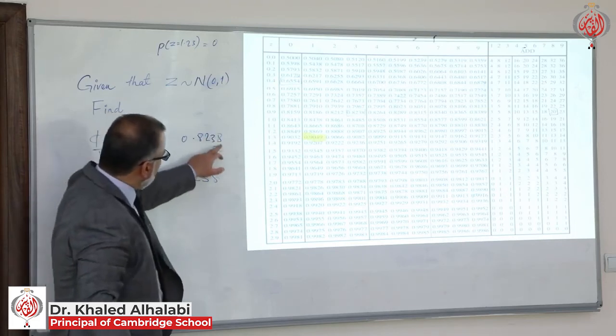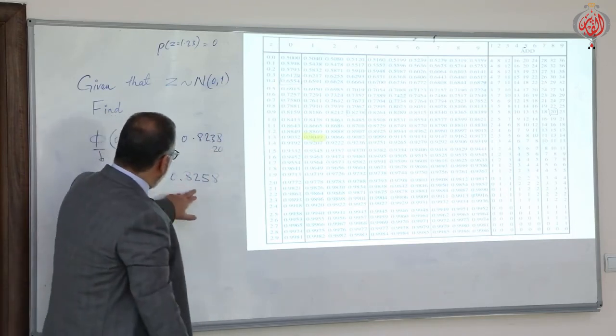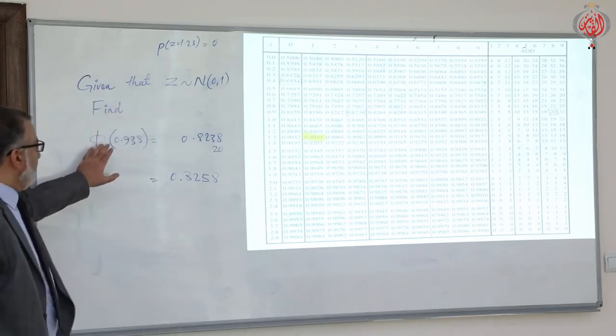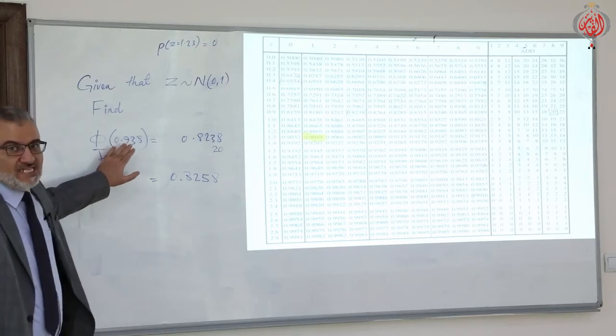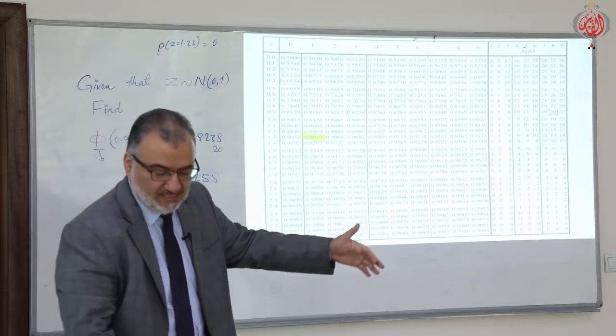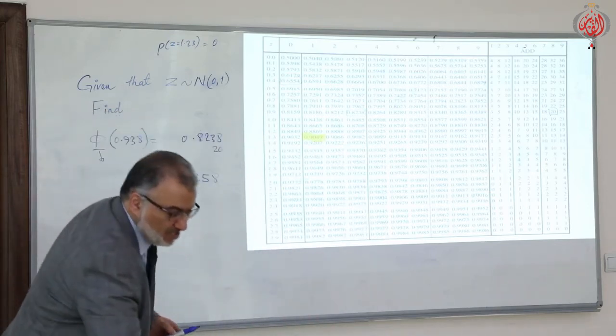0.8258. Add them. 8 plus 0 is 8. 3 plus 2, you know how to add, right? So this is the answer. This is the answer, in the case we have a value which has 3 decimal places. And that's it. We are not going to go beyond that.